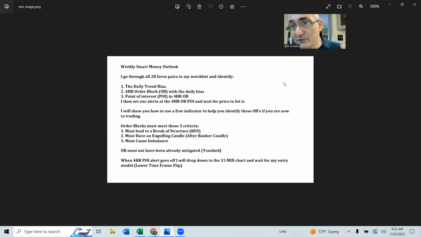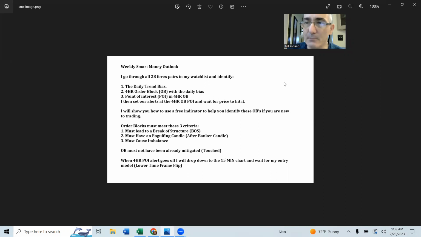I showed you how the indicator works, how you can use moving averages to help you identify the trend if you have to, and how the indicator works to identify the order block. And also the order blocks have to lead to a break of structure. There should be an engulfing candle, and they must cause imbalance. Order blocks must not have already been mitigated or touched.